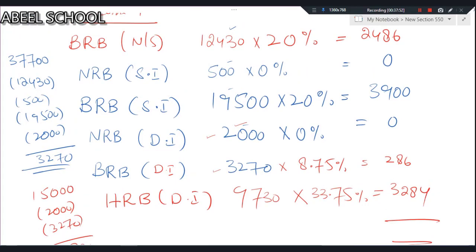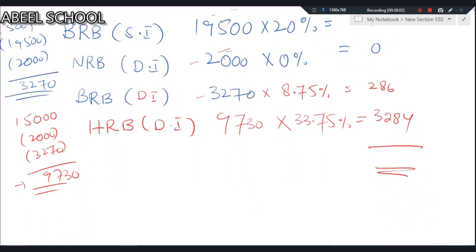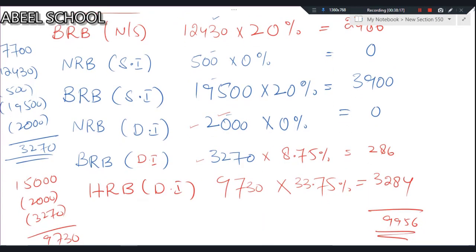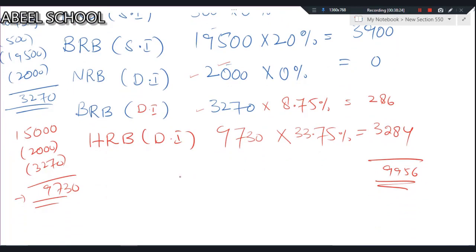So 2,486 plus 3,900 plus 286 plus 3,284. Dear student, I'm getting the answer 9,956. Let me check again, because sometimes arithmetical errors create problems in video lectures. 2,486 plus 3,900 plus 286 plus 3,284. So the income tax liability is 9,956. Dear student, the income tax liability is 9,956.